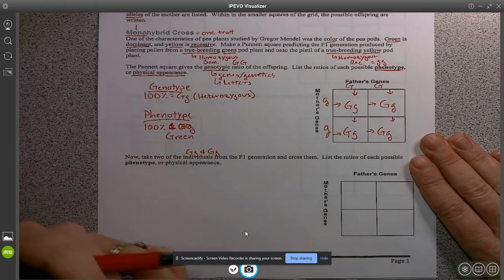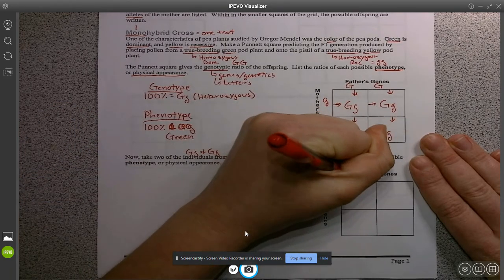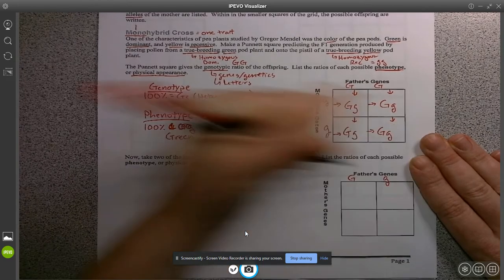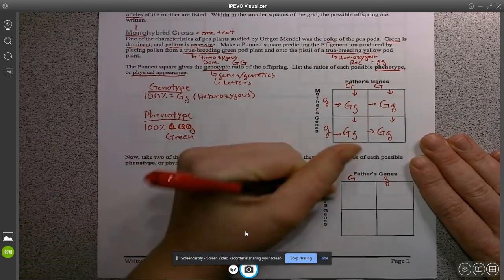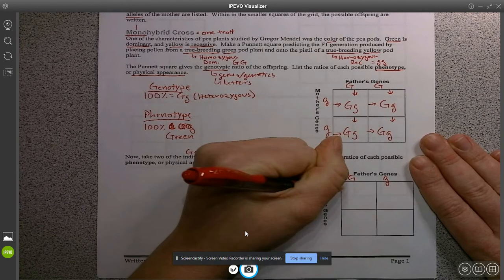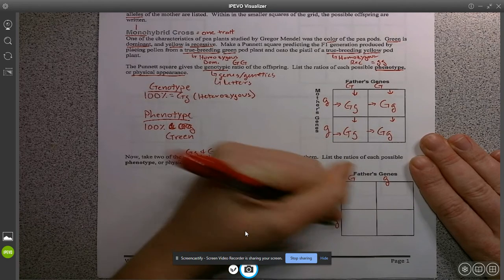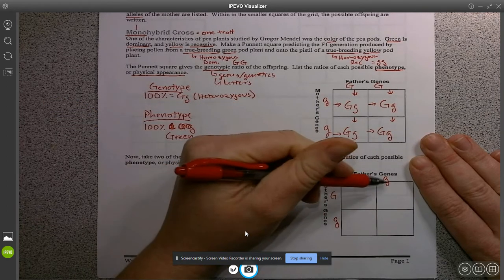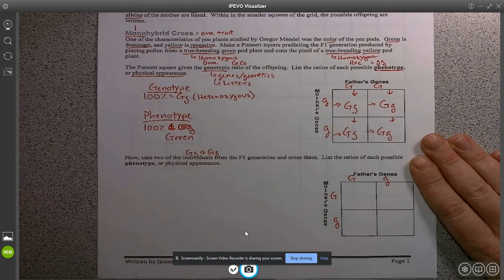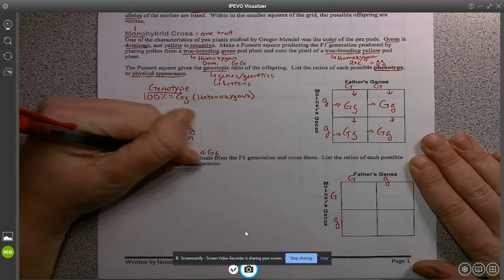And then we're going to cross them. So father's genes, I have big G, little g. Mom's genes, same thing, because that's what's up here. I'm going to have big G, little g, heterozygous, one dominant allele, one recessive allele. All right, and then we're going to list the phenotypes or physical appearances for all of them. So phenotype, physical appearance.